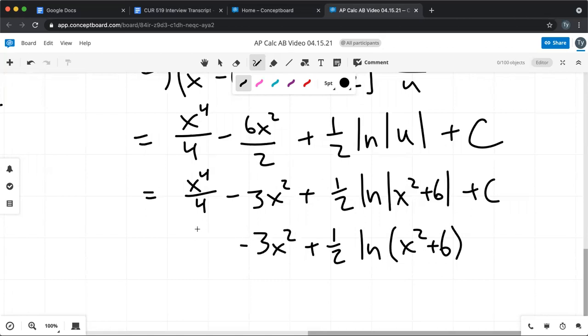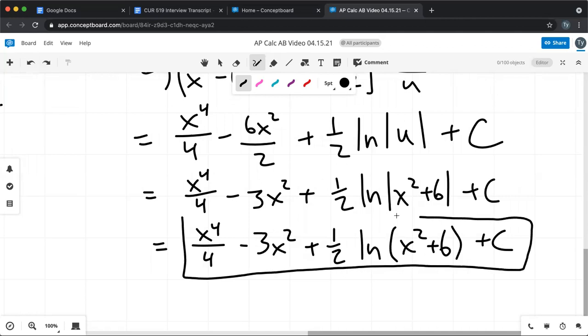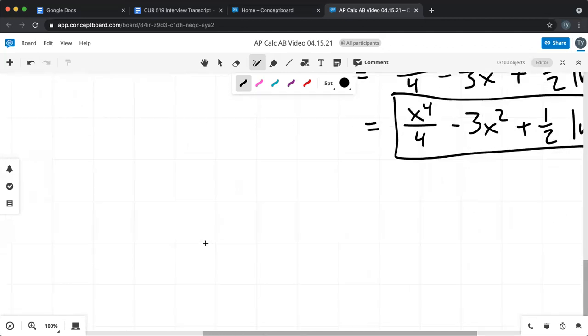Now I want to make it really clear, that is not always going to happen. It only happens when whatever you could possibly put in for x, any real number, you would always get a positive number. And that is the answer to 5a. Let's move on to 5b.